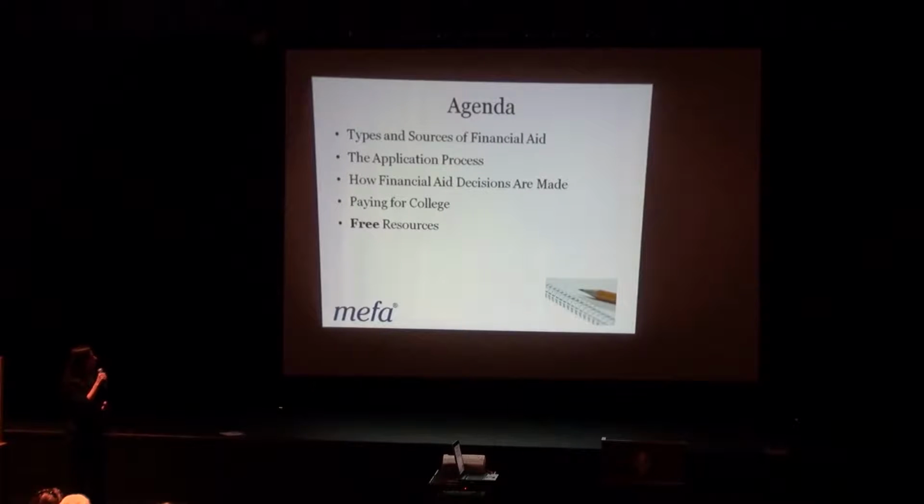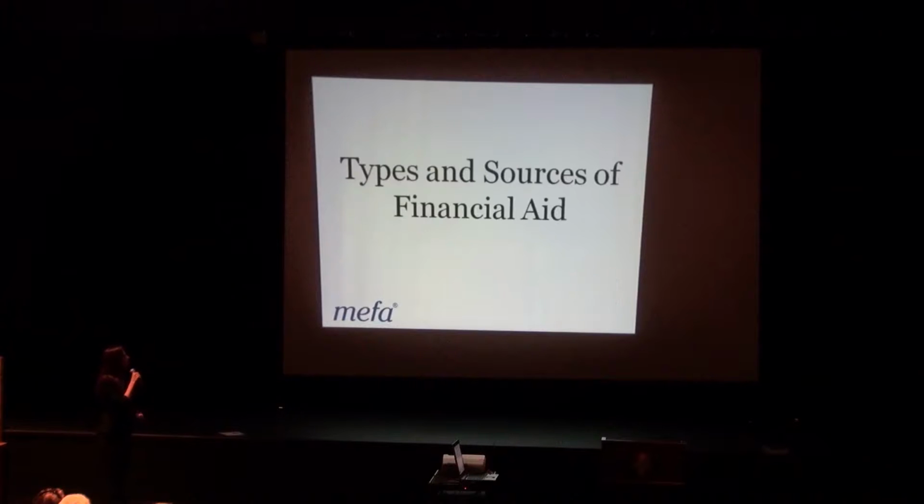So what we're going to talk about is the types and sources of financial aid that are available, the application process, the different forms that you may or may not need to fill out, and how actual financial aid decisions are made. We'll look at some sample financial aid awards as well. Then we'll talk a little about paying for college and the free resources that are available to all of you. Sometimes parents ask at the end, because this is a Massachusetts company, whether their child going to school out of state is covered. Everything I'm talking about is for any college in the United States. So I just want to put that out there in the beginning.